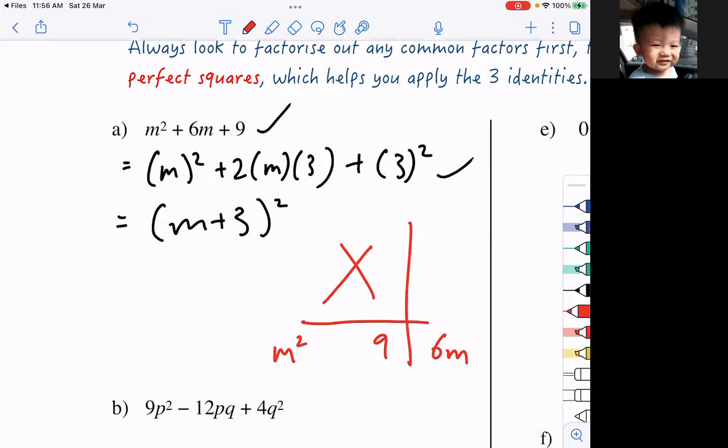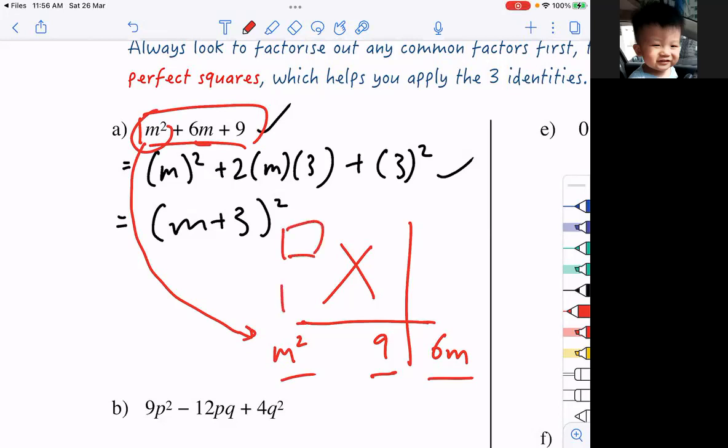So what do we do? If it is a quadratic expression, you can set up this box. You put the first term here. You put the constant term here. Constant means no algebra. And you put the last term here. This is the arrangement. So Nathan, if you copy all this, what times what gives you m squared? Yes. What times what gives you 9?